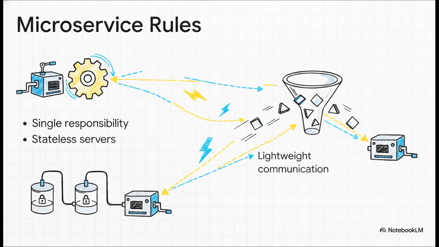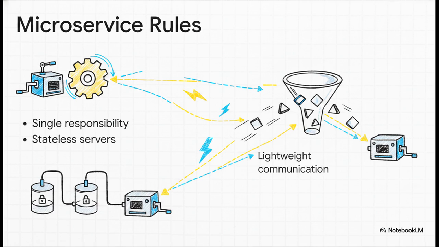First up, single responsibility. A good microservice shouldn't juggle multiple jobs, it needs to do one thing perfectly. Second, treat your servers as stateless. Any server should be able to handle any request without relying on some locally saved context. Third, separate your data stores. Data should be owned and managed by the individual services to prevent a tangled mess of tight coupling. And finally, stick to lightweight communication protocols like REST or gRPC so all these little services can talk to each other rapidly.